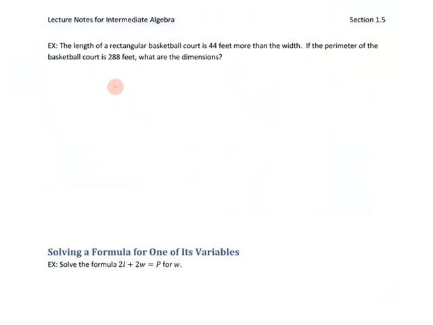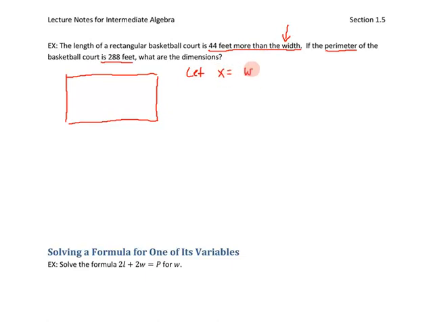The length of a rectangular basketball court is 44 feet more than the width. If the perimeter is 288 feet, what are the dimensions? So we're asked to find something about a rectangular basketball court, and what we know is that the length is 44 more than the width. Notice how that depends on the width, so that's what I would let x be equal to.